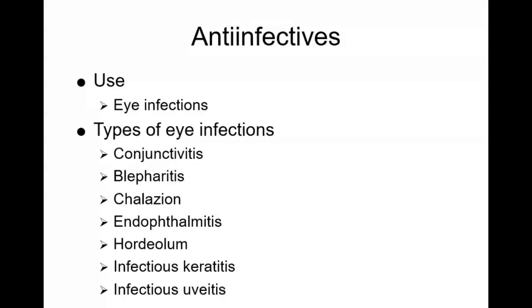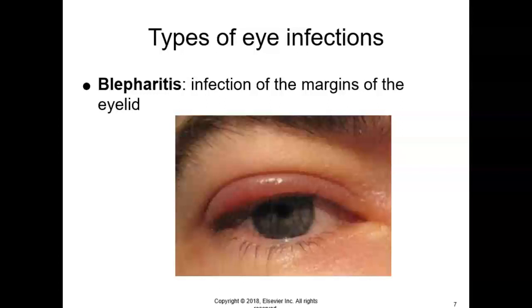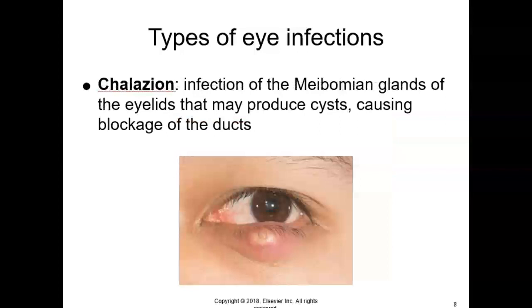Anti-infectives are used for eye infections, and your textbook provides a list of different types of eye infections. Conjunctivitis is an inflammation of the membrane, or conjunctiva, covering the eye and the inner eyelids, and it is the most common eye condition. Just looking at that picture, most of you are able to recognize it by its layperson's term, pink eye. Blepharitis is an infection of the margins of the eyelid. Chalazion is an infection of the glands of the eyelid that can produce a cyst, which causes a blockage of the ducts.